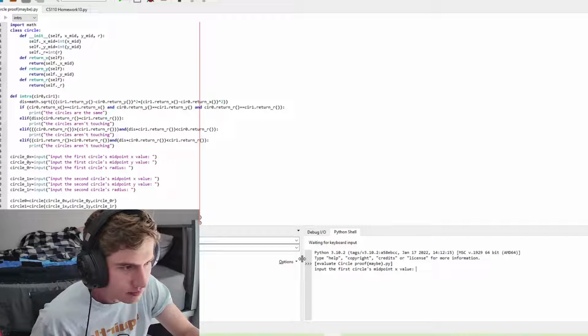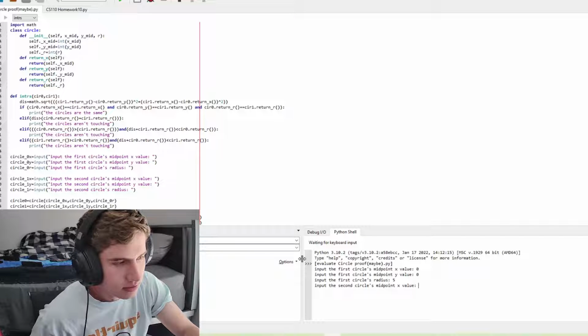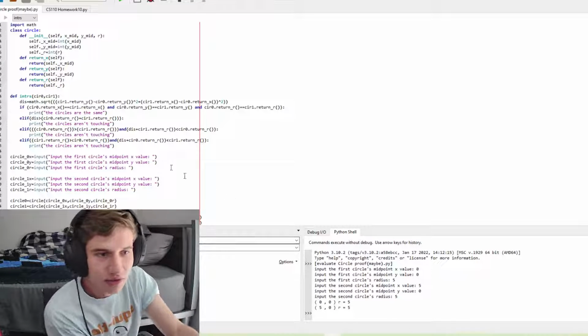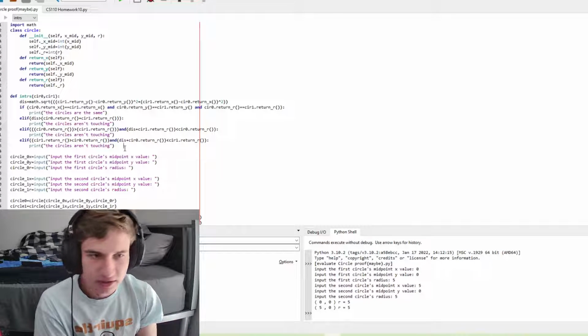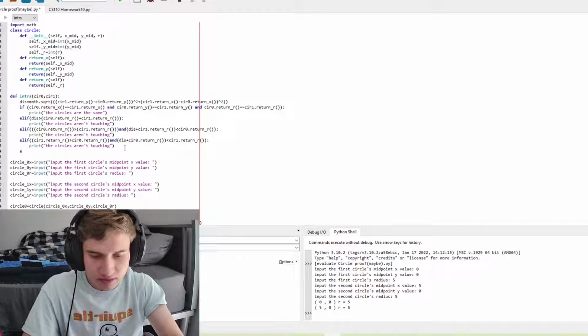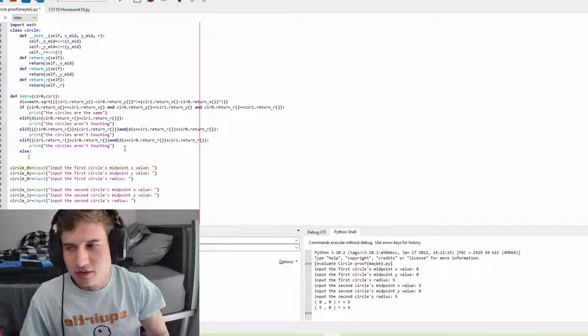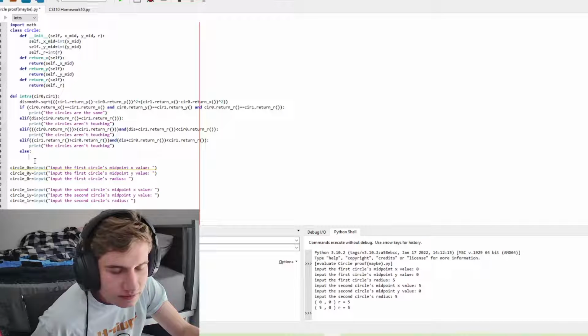Okay, so say a circle at 0, 0, the radius of 5, and then a circle at 5, 0, with a radius of 5. It doesn't say anything. So this at the very least is detecting, hey, they are touching. So everything else that I put right here under this bit of code should be whenever the circles are actively touching.